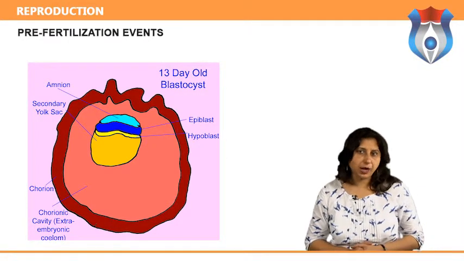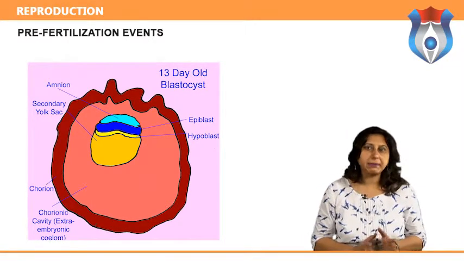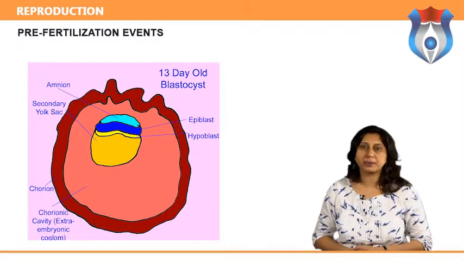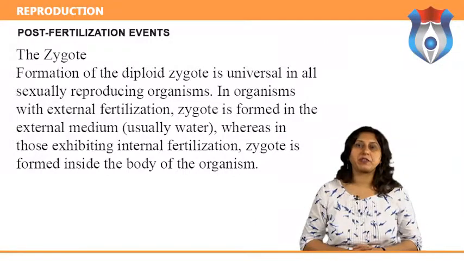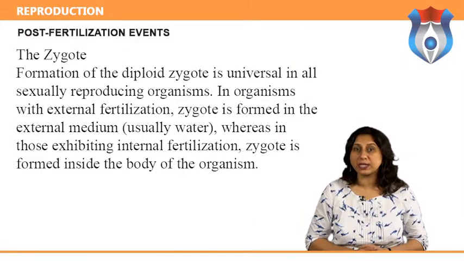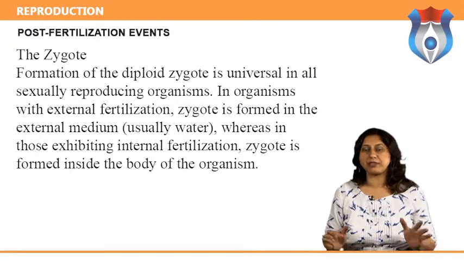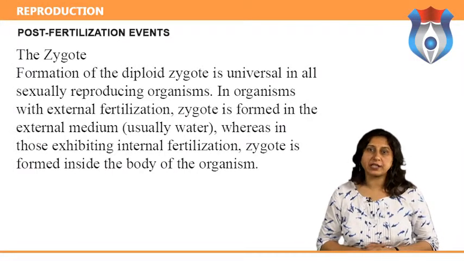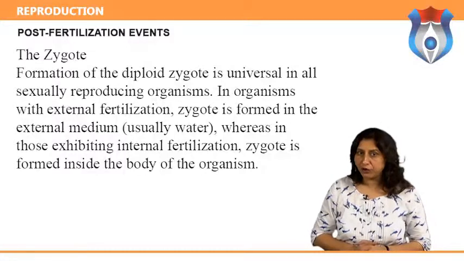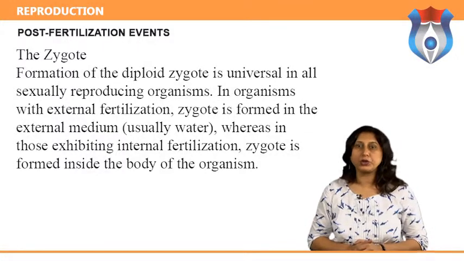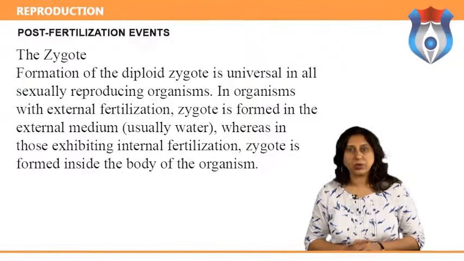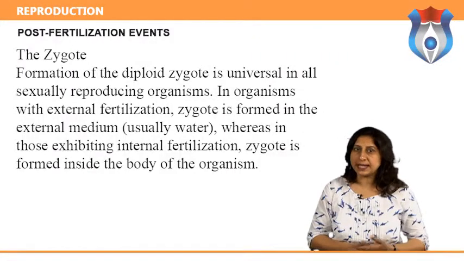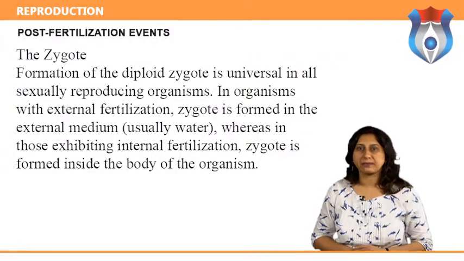In seed plants, however, the non-motile male gametes are carried to female gamete by pollen tubes. The formation of the diploid zygote is universal in all sexually reproducing organisms. In organisms with external fertilization, zygote is formed in the external medium, usually water, whereas in those exhibiting internal fertilization, zygote is formed inside the body of the organism.